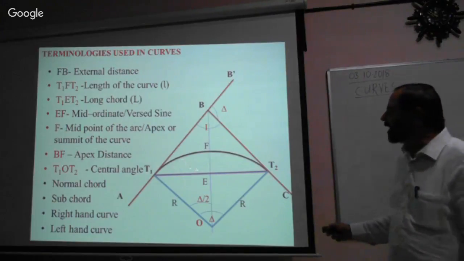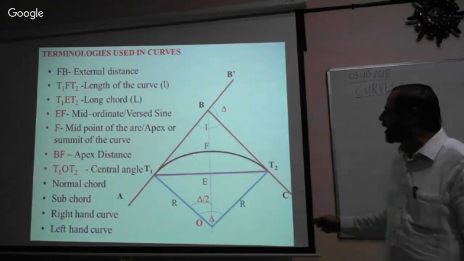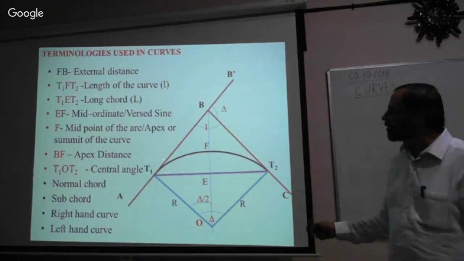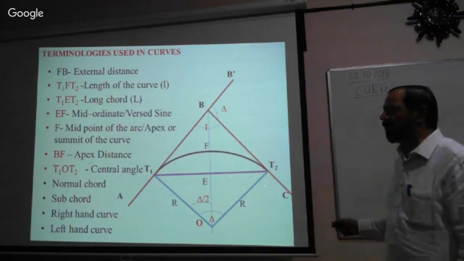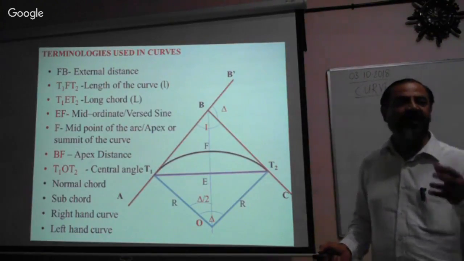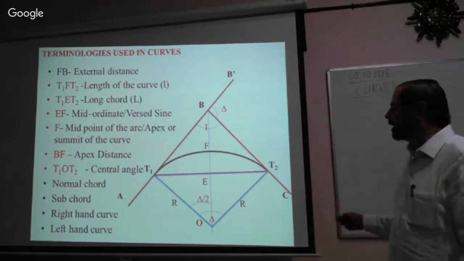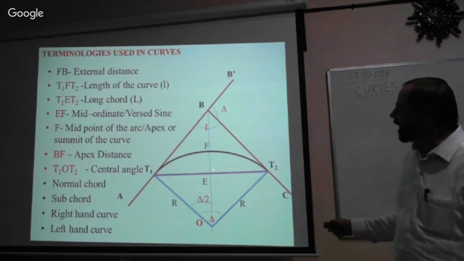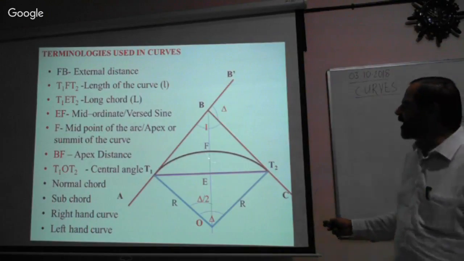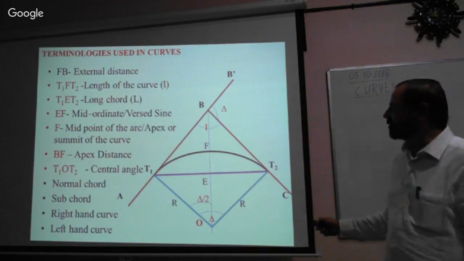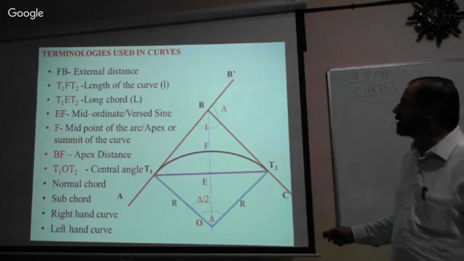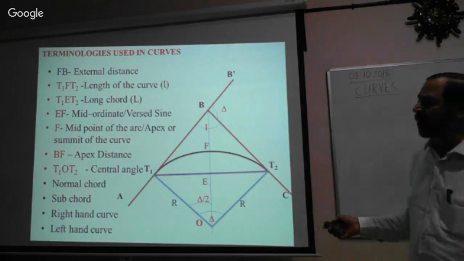Any number of ordinates can be drawn. From here to here we can draw one ordinate. Any number of ordinates can be drawn from the long chord, isn't it? This is the longest one. That is the mid ordinate. This is the highest ordinate. Then the apex distance, then the central angle. These are the terms we should know.